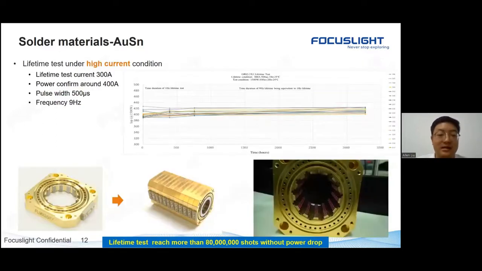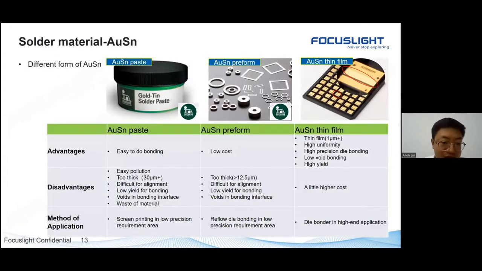And to test the gold-tin under high current conditions, we also use our self-made copper tungsten substrate to bond the laser chip to make the device called the GR02. The lifetime test current is 300 amps, the power consumed is around 400 amps, the pulse width is 500 microseconds, and the frequency is 9 Hz. You can see we got more than 18 million shots without any power drop. So gold-tin is very reliable.